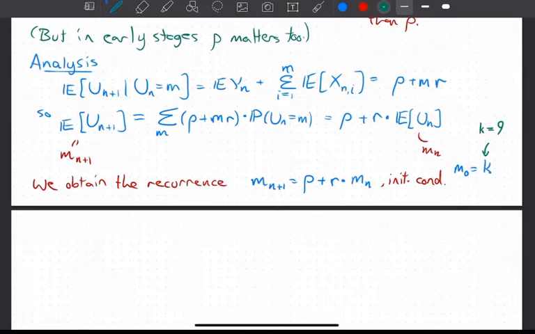Okay, so I want to emphasize, I'm going to take k equals 9. I'll say more about that in a second, actually. So then what's m_1? m_1 is going to be rho plus rk, and then m_2, and so on and so forth. Let's solve this.